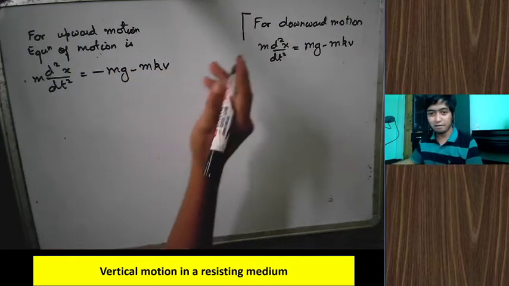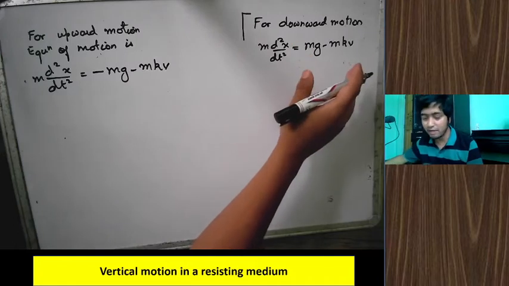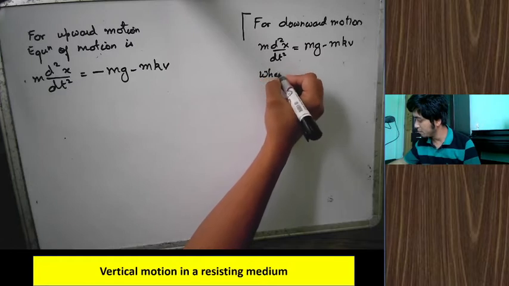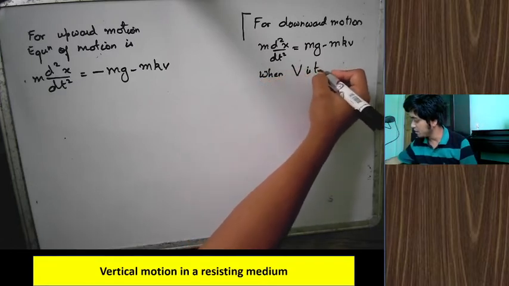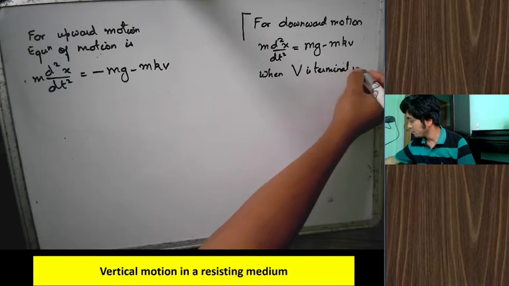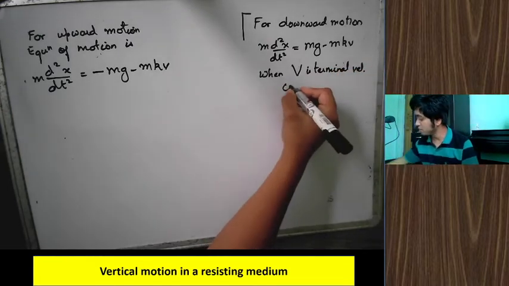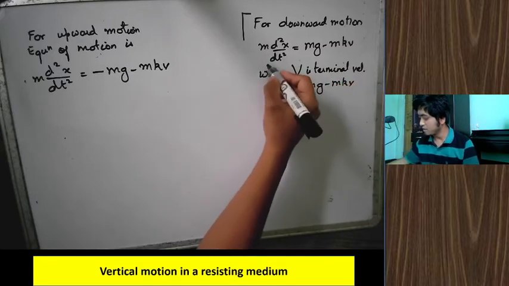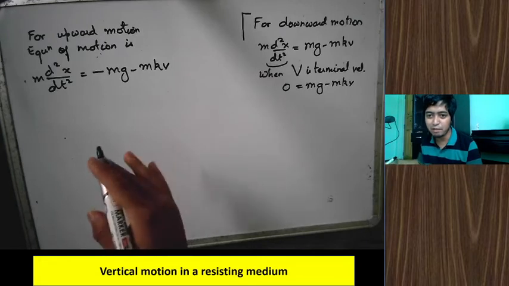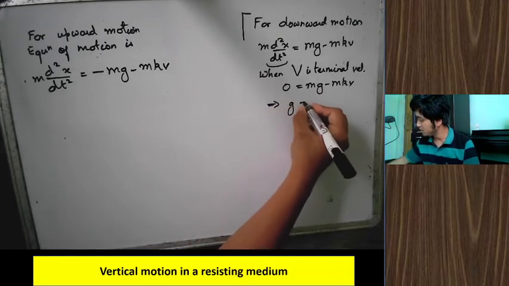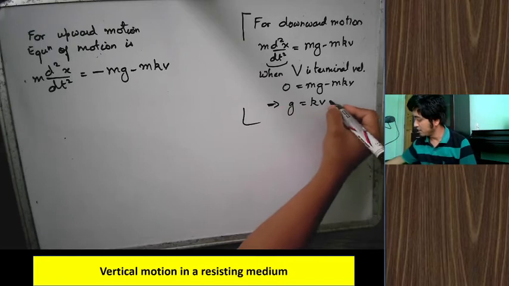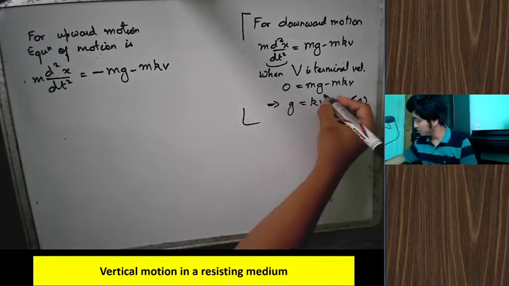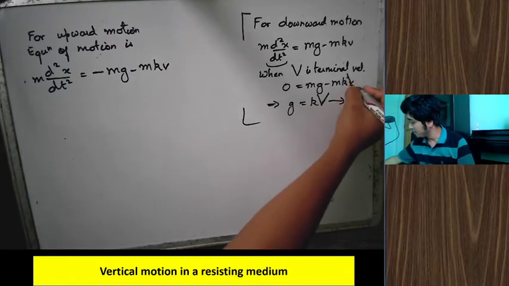Because we are calculating the terminal velocity, we will be doing the downward motion, when V is the terminal velocity. The acceleration will be 0, so 0 equals mg minus mkV, because this term over here is the acceleration and it will be equal to 0 when the particle has reached the terminal velocity. I will name this equation as equation A. This will be required here. Sorry, it will be capital V.